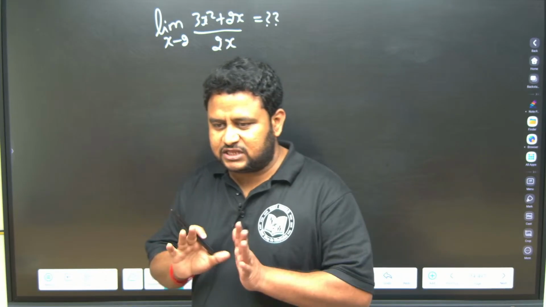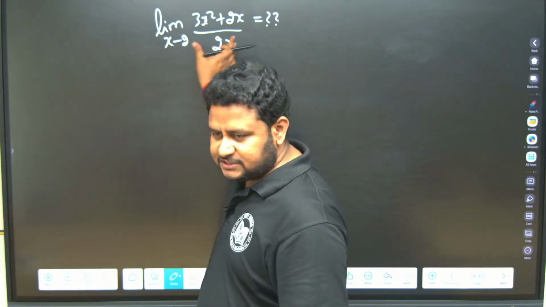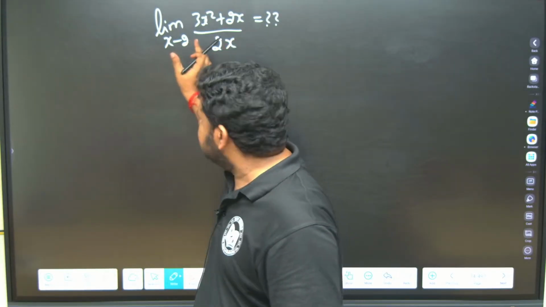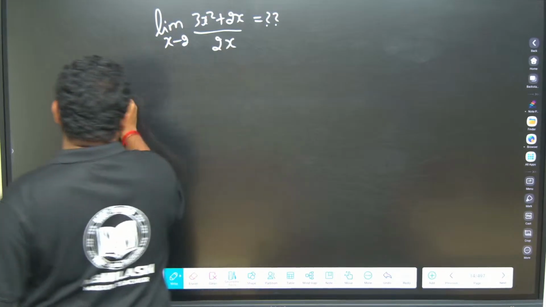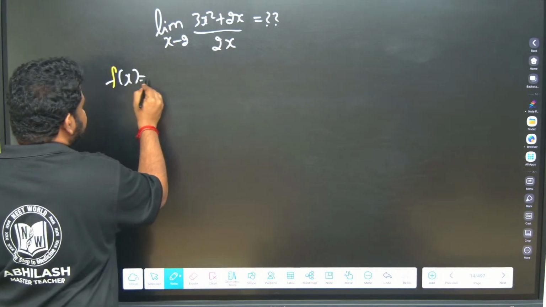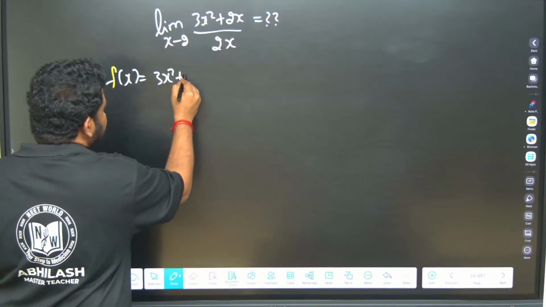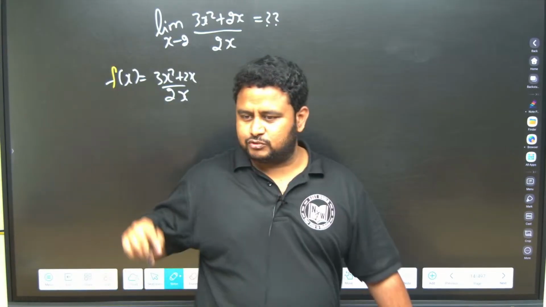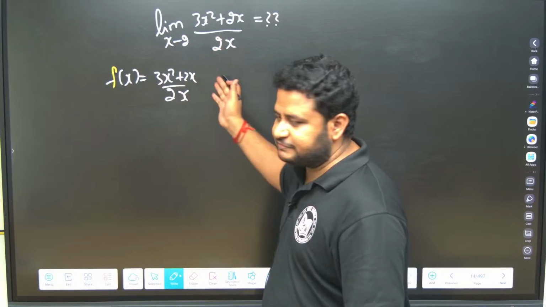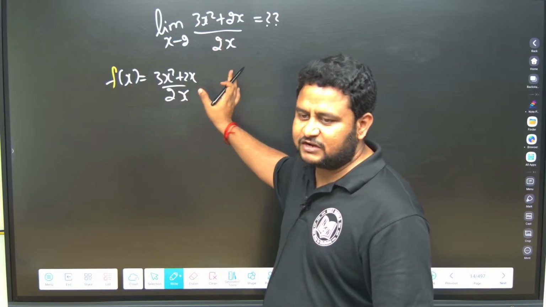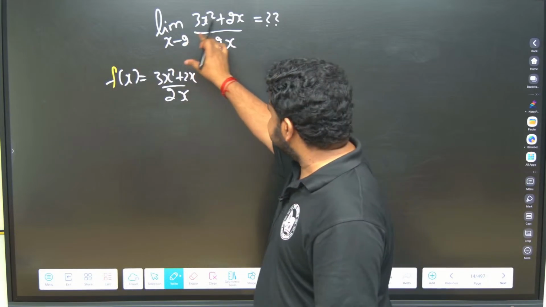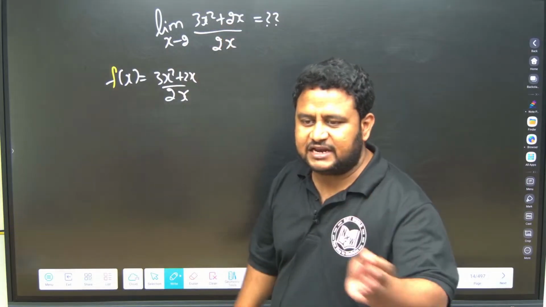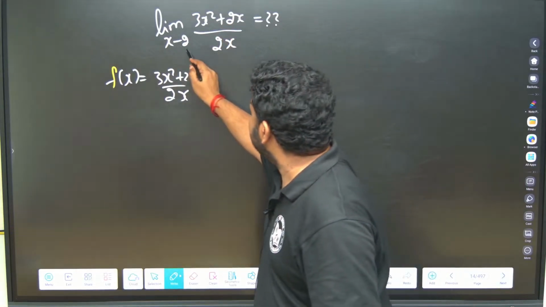I have to just put the value. Is this a piecewise function? No, this is a normal function. What is f of x here? What have they given as f of x? 3x square plus 2x by 2x, that's all. Is this any modulus function or GIF function? No, this is just a normal function. When they ask you to find the limit of this, there is no need to find LHL and RHL. Just put 2 here.